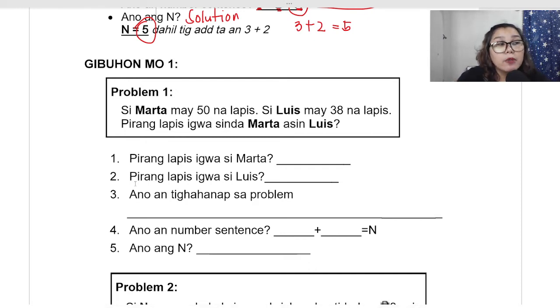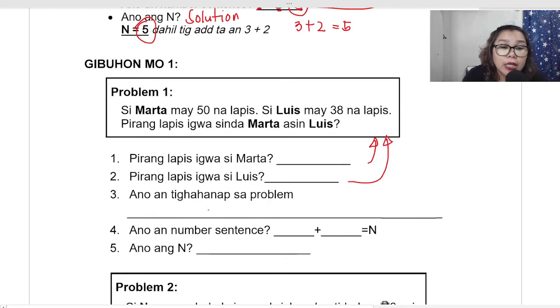So, starting with number 1, pirang lapis igwas si Marta. So, how many pencils does Marta have? And then number 2, pirang lapis igwas si Luis. How many pencils does Luis have? So, you need to locate the answer from the word problem. So, ito, galing to dyan sa word problem ang answer. And number 2 question naman, also, it's from the problem itself.